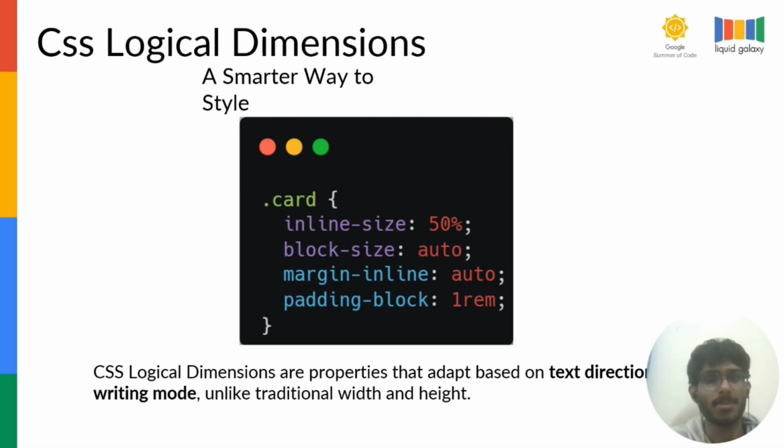CSS logical dimension, a smarter way to style. Unlike traditional width and height properties, CSS logical dimensions allow layout to adapt based on text direction and writing modes. This is useful for multilingual websites that support left to right and right to left (RTL) scripts.